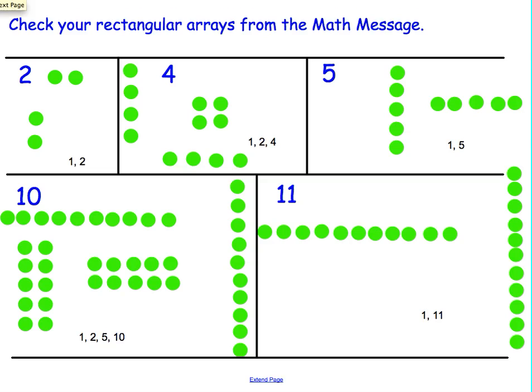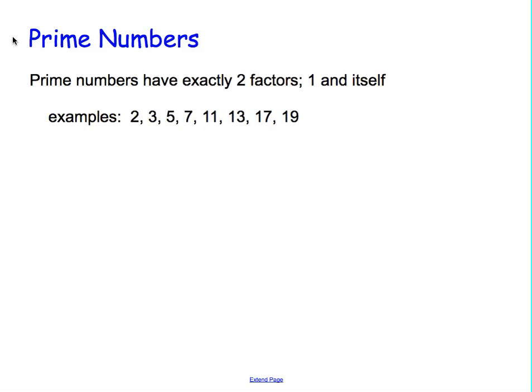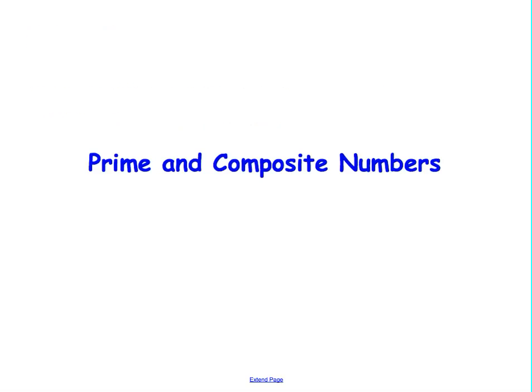Today in your notes, we are going to put down the names for these kinds of numbers. So take out your notebook right now, go to your next clean page, and the title that we're going to put is prime and composite numbers. So write prime and composite numbers at the top, on the top line of the page.